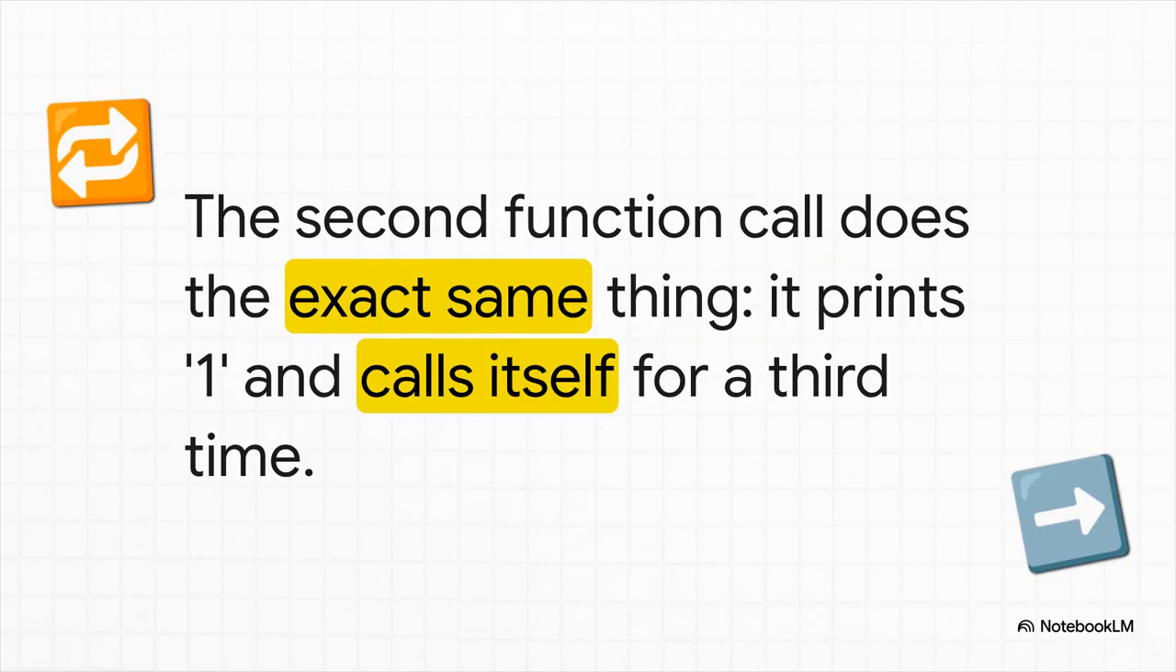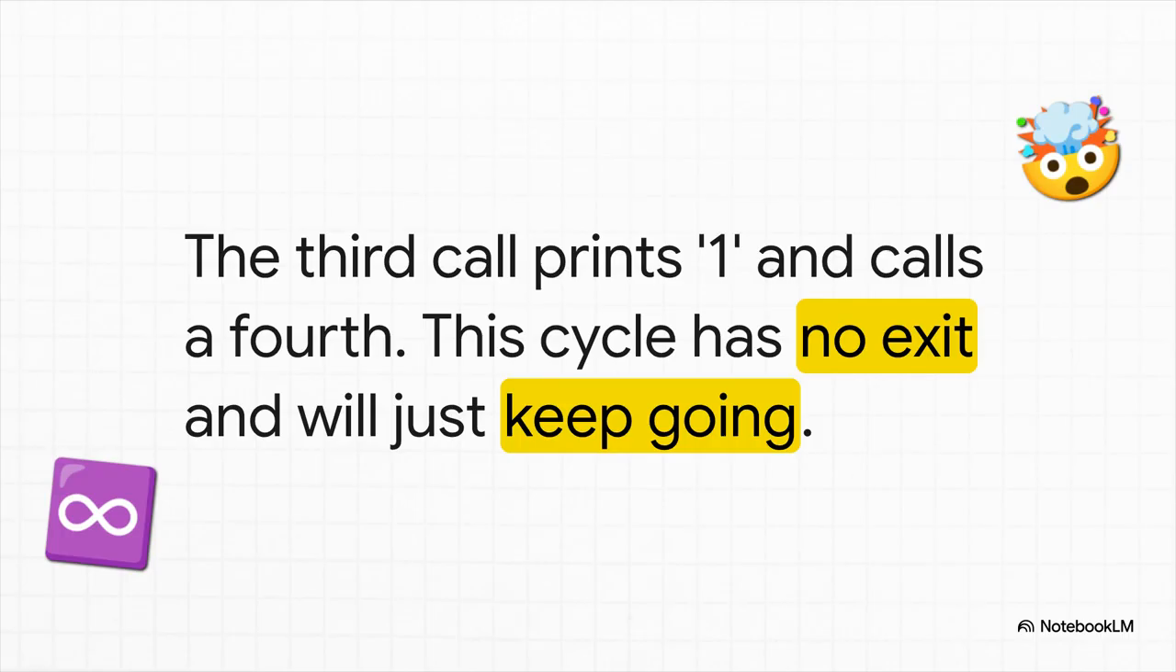Now we're in the second call. And what does it do? Well, the exact same thing. It prints 1, and then calls itself again. I think you're starting to see the pattern here, right? The third call prints 1 and fires up a fourth. The fourth calls a fifth. This thing is just going to keep going and going and going.